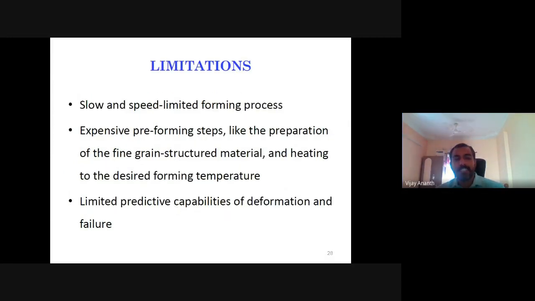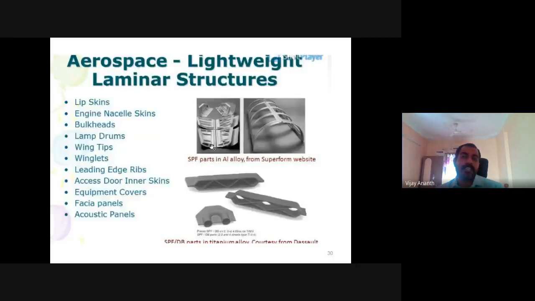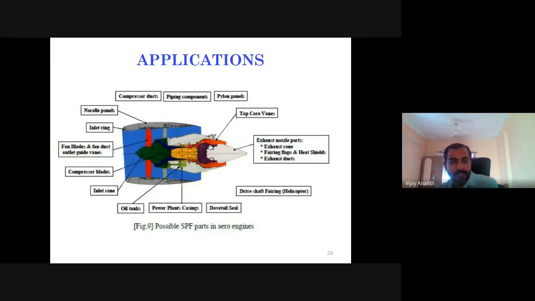Some limitations: it is a very slow process, and the speed is very limited, right? Another thing is that the pre-forming setup is very expensive. To get the fine grain size, we have to do some heat treatment process as well as some rolling process. So it is expensive for the pre-forming process. And again, we have very limited records of deformation failures available in superplastic forming. So these are some of the limitations of superplastic forming.